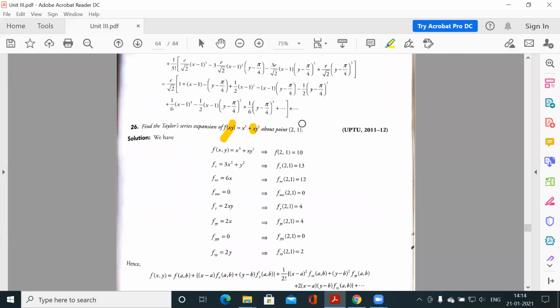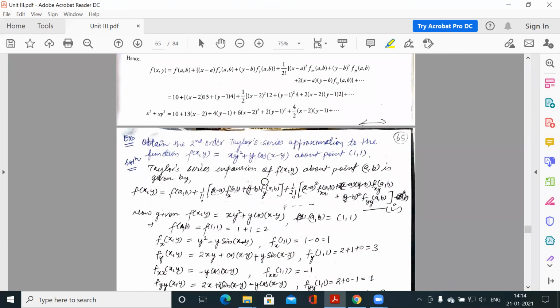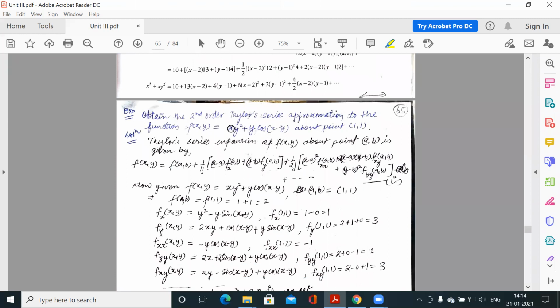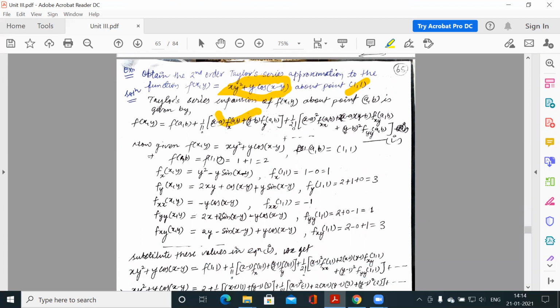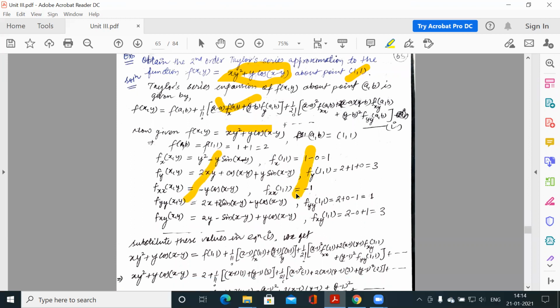This is your function, the point is 2, 1. This is also your function at the point 1, 1. So this is your formula. This is your function. You have to differentiate it and find the values at 1, 1.